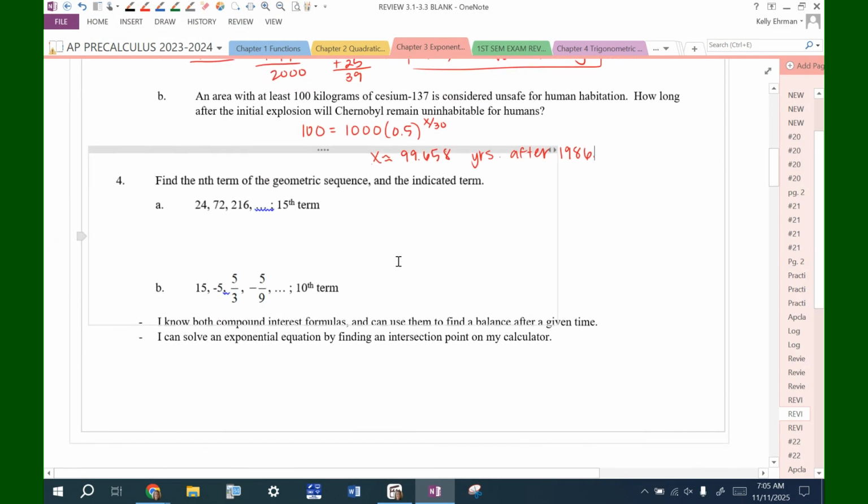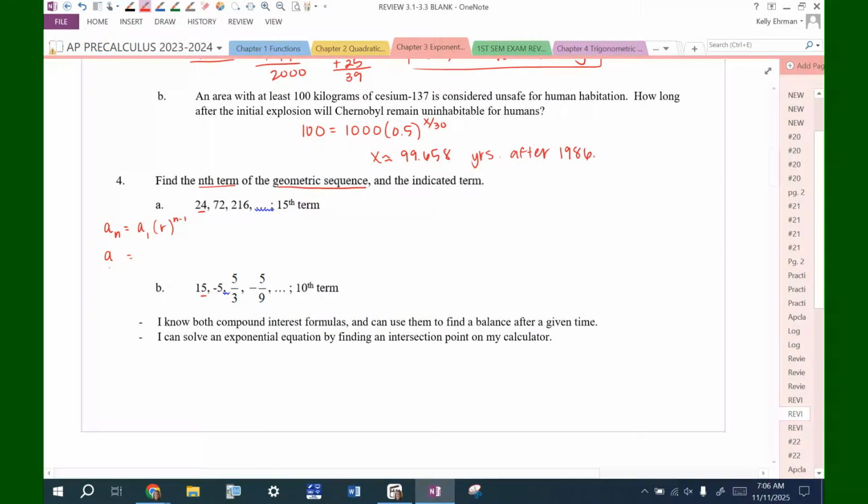Find the nth term of the geometric sequence and the indicated term. So remember how this works. This is a geometric sequence. You're told that. So to find the nth term, that's asking you to come up with the formula. The formula in general is a sub n equals a sub k in general, but we have the first term here, so a sub 1 times r to the n minus 1. The first term that I can see is 24. So that's the first term.